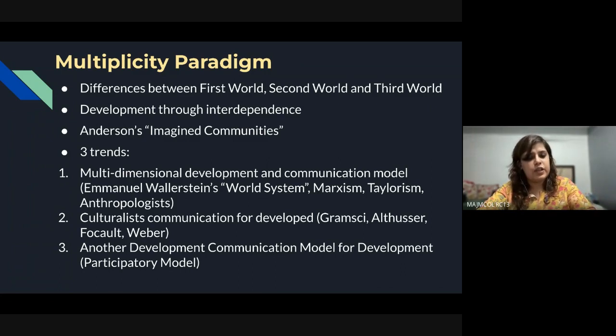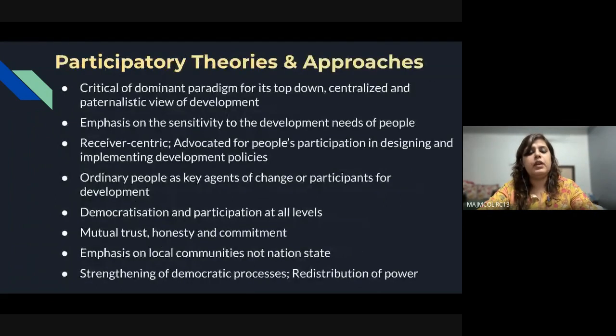This also gave rise to another model for development communication, which is the participatory model, and which is extensively used in the context of development communication at the moment. Now, the participatory theories and approaches are a cluster of theories and approaches that gave rise to the concept of development communication. It is critical of the dominant paradigm because the dominant paradigm focused on a top-down, centralized approach of development, while the participatory theory was much more grassroots in nature.